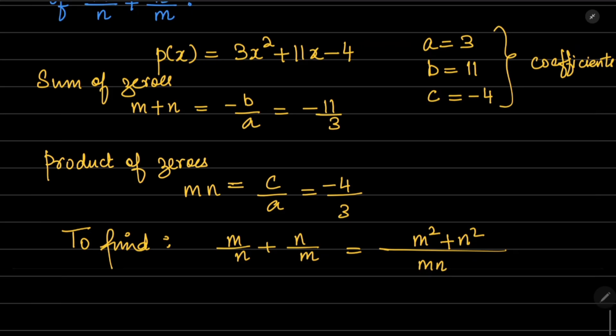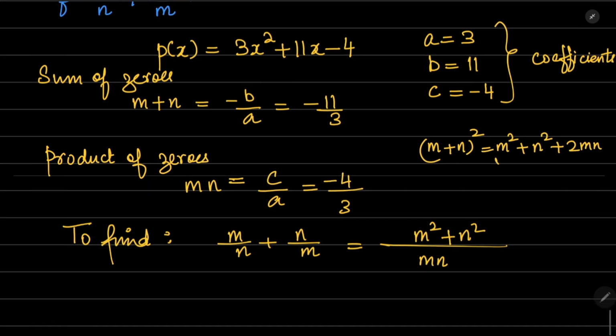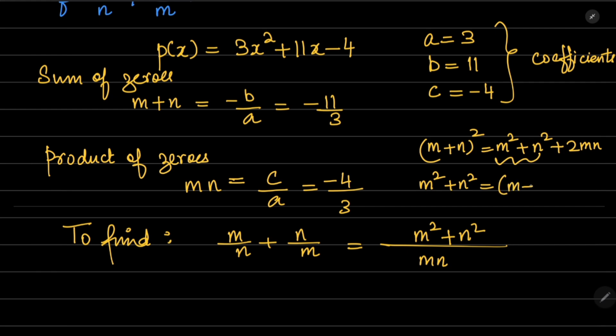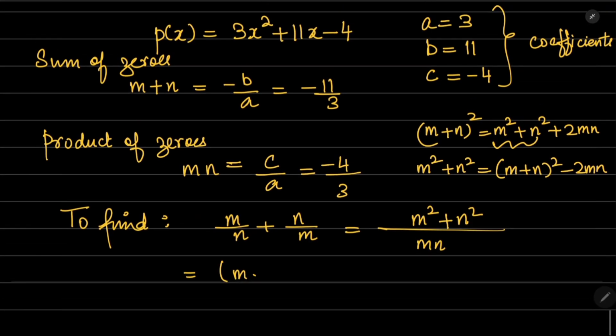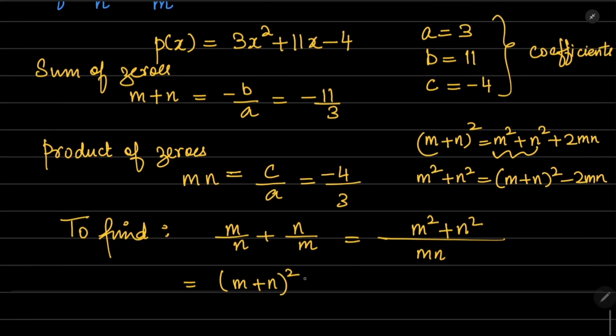Now this is a very important identity to remember. Always remember, (a + b)² is a² + b² + 2ab. Therefore, the formula for m² + n² is (m + n)² − 2mn. This is a derived identity. So let me write it here: ((m + n)² − 2mn) divided by mn. So everything we have brought to the form of the sum of zeros and the product of the zeros.